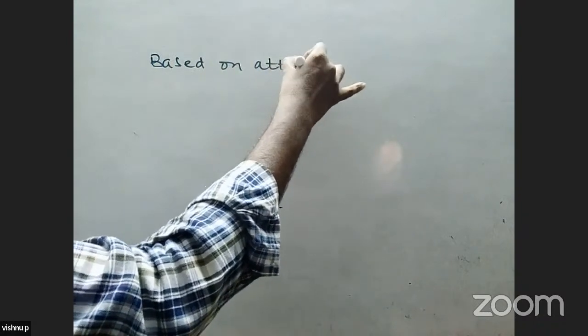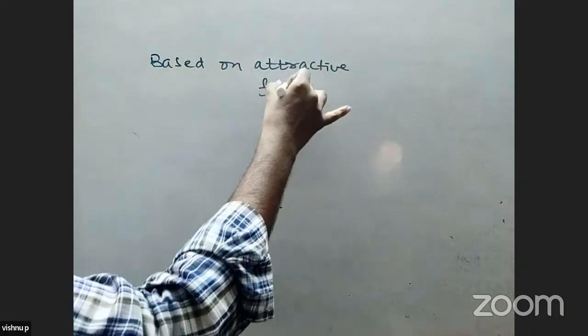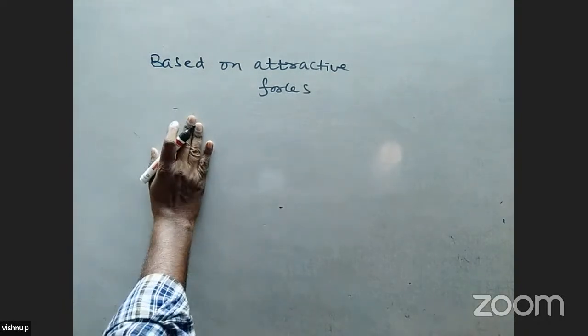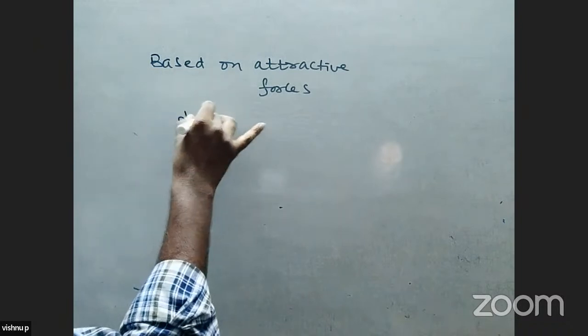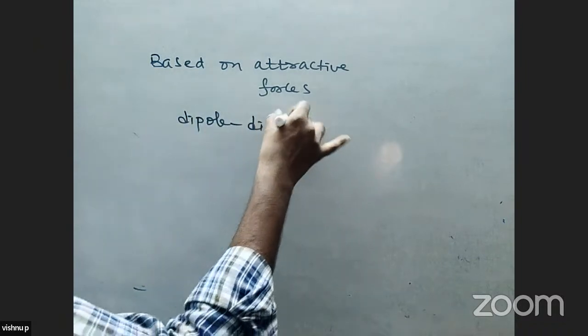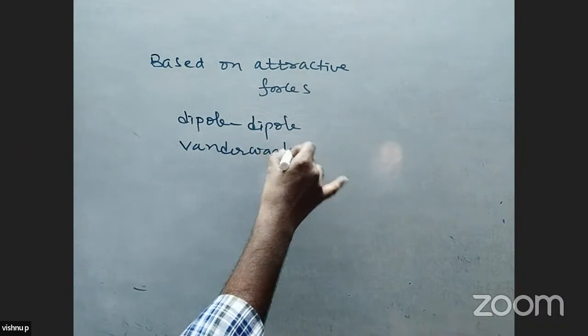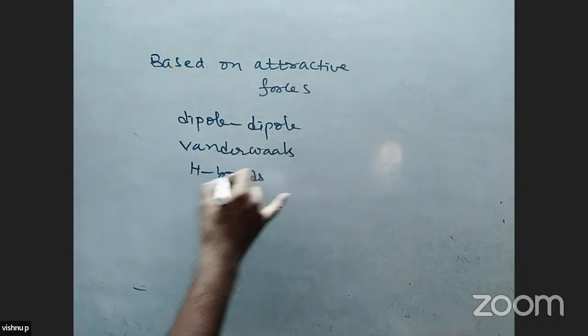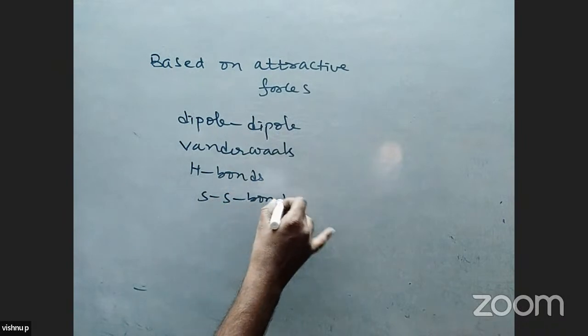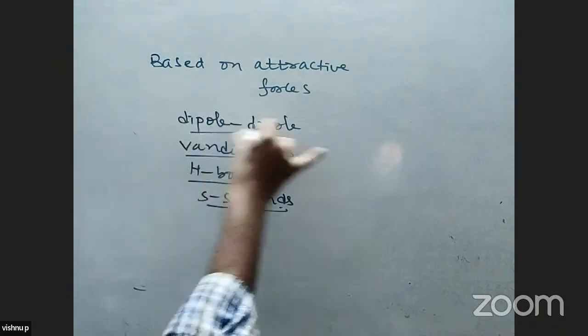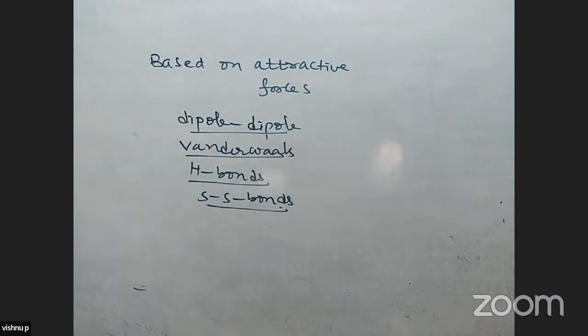Based on attractive forces between monomer units, polymers are divided into four types. What type of attractive force is generally present? Generally between the monomer units of polymers, dipole-dipole attractions are possible. Van der Waals force is also possible. Hydrogen bonds are also possible. Disulfide bonds are also possible. So these types of attractions are possible between monomer units.